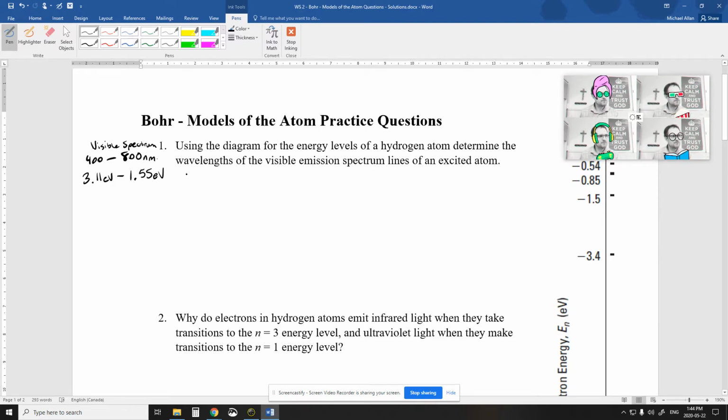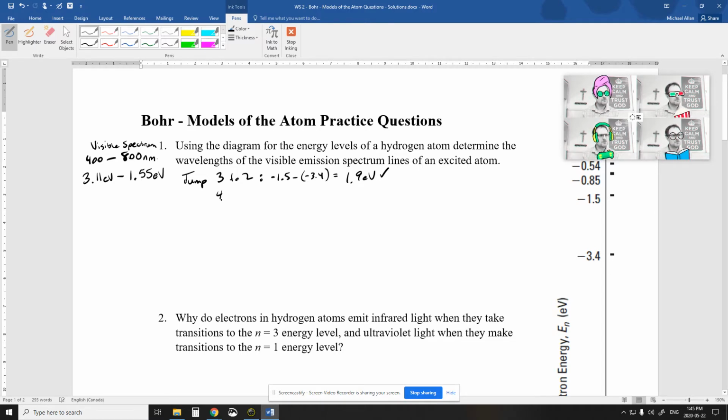So let's try a jump, not 2 to 3, so 3 to 2. Okay, so the jump 3 to 2, which would be from the -1.5 to the -3.4 there, I would just have to find the difference between those two. So -1.5 minus the -3.4. So that difference would be 1.9. And 1.9 lands within our spectrum here. So 1.9 electron volts. So that one there's going to work for us. That's not going to answer the question because we still need to determine the wavelengths.